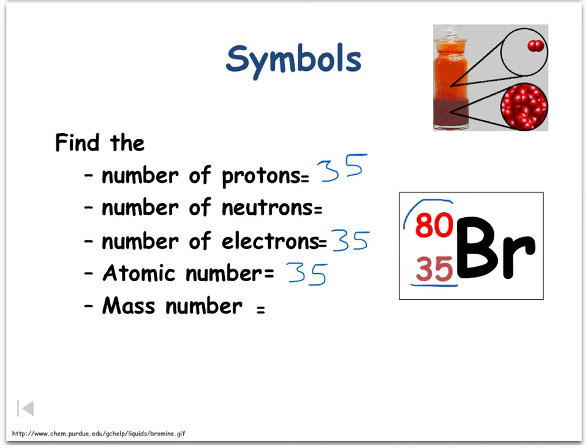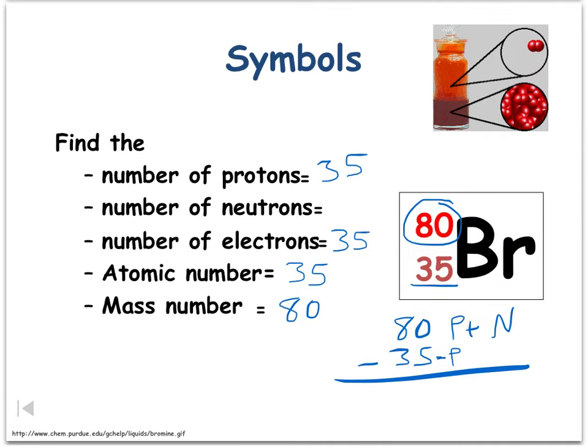The larger number, 80, is the mass number. And the mass number tells you the number of protons and neutrons. So if we have 80 protons and neutrons, and we know that we have 35 protons, and we subtract these protons from the protons and neutrons, it will give us 45 neutrons. So we know that the number of neutrons is 45.